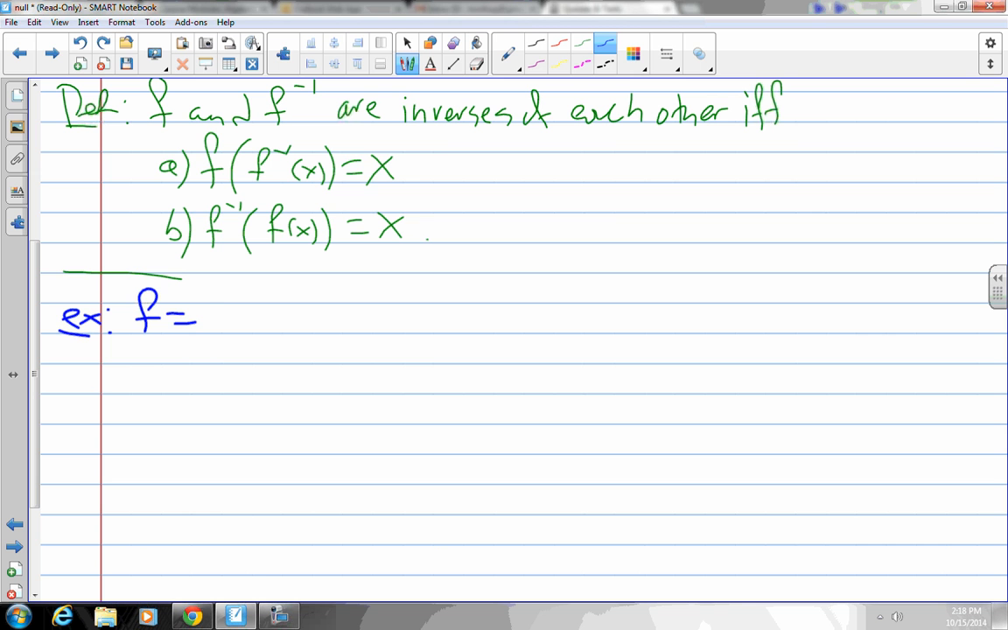F equals {(3, 5), (2, 4), (7, -1)}. Here's a nice little function, right? Is it a function, first of all? Whatever this relation is, is that a function? I mean, I told you it's a function, but why is it a function? That was the first question on your exam. Why is this a function? What are you looking at?